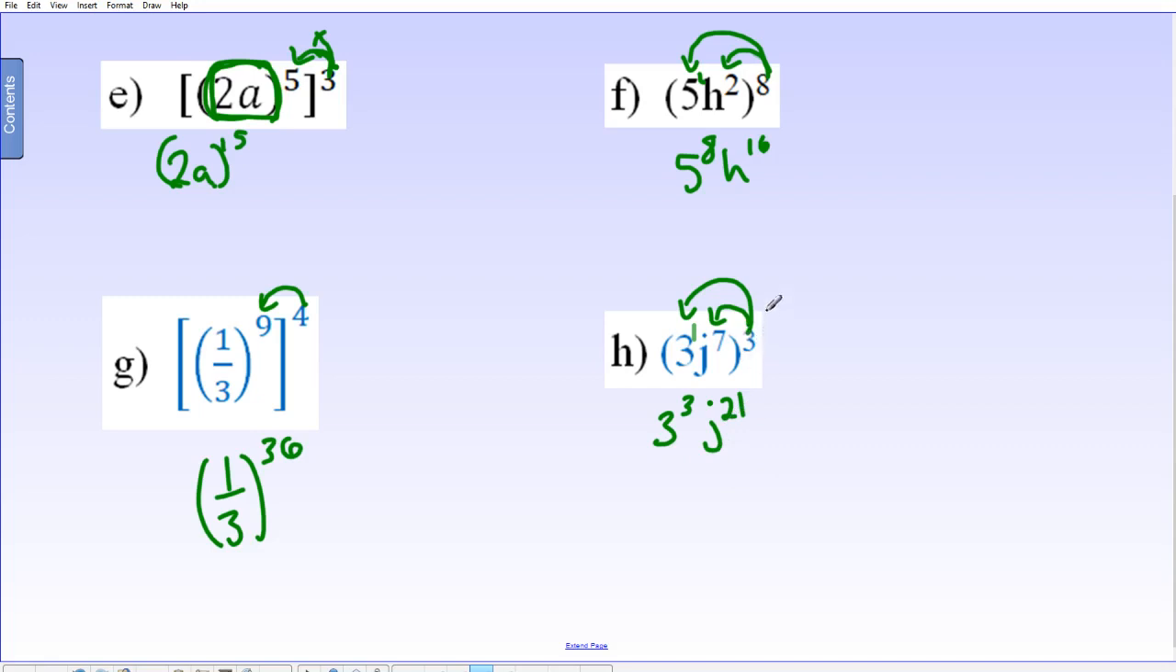Outside exponent, multiply by all of the inside exponents. Exponents times exponents. I am not taking an exponent times this base. Only little numbers times little numbers. Little times little.